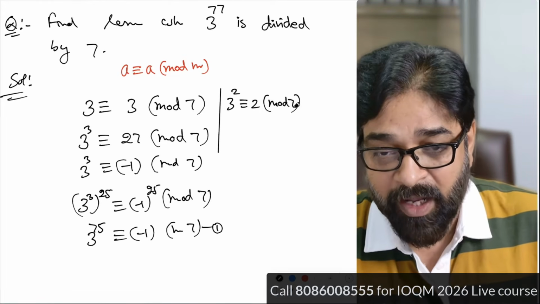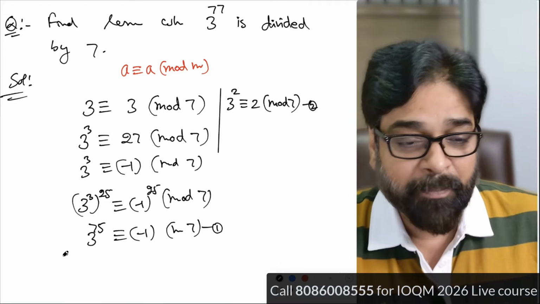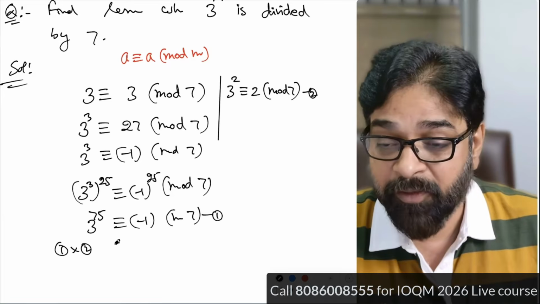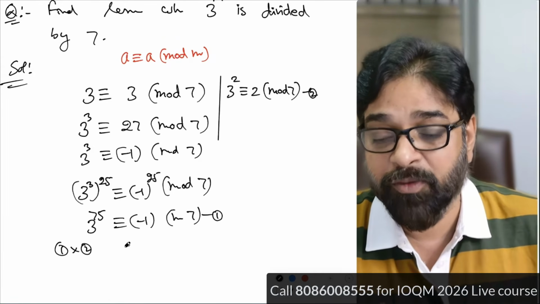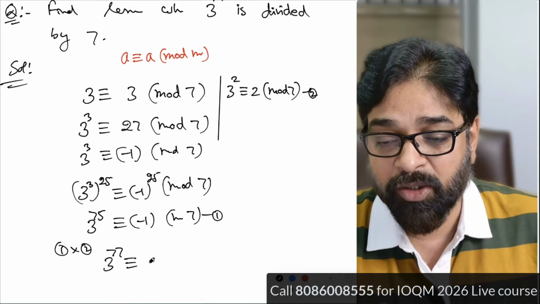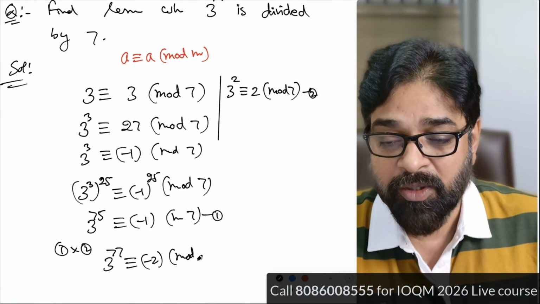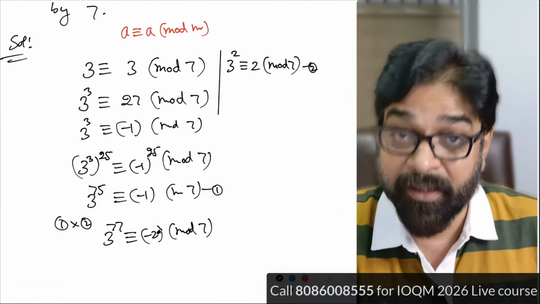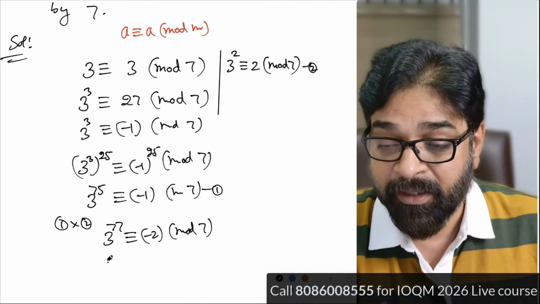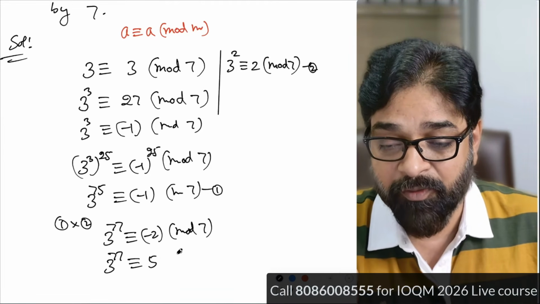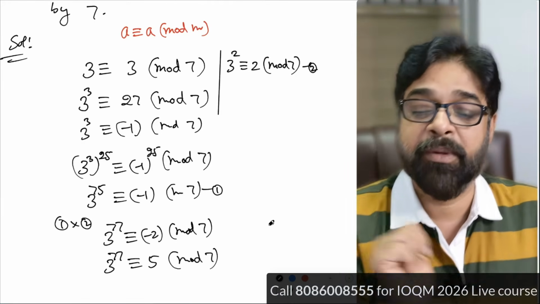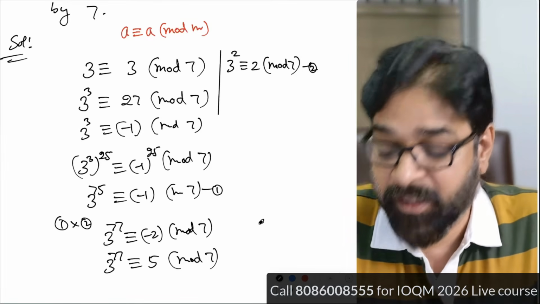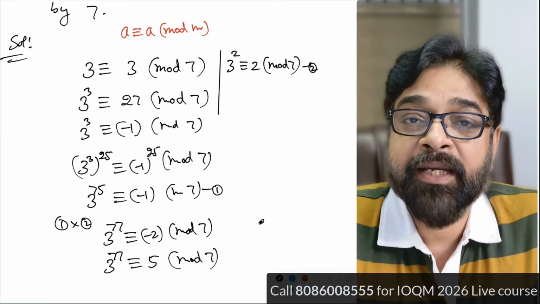So this is equation 1, this is equation 2. Multiply 1 and 2, because congruences with the same modulo can be multiplied. If you multiply, the left side will become 3 power 77 into 3 power 2, so 3 power 77 is congruent to minus 2 modulo 7. Yes or no? Is it clear? But they want the remainder, so in this I will add 7. So we get 3 power 77 congruent to 5 modulo 7. I'm sure everybody understood. So the remainder will be 5. So the answer will be 5. Is it clear to everybody?